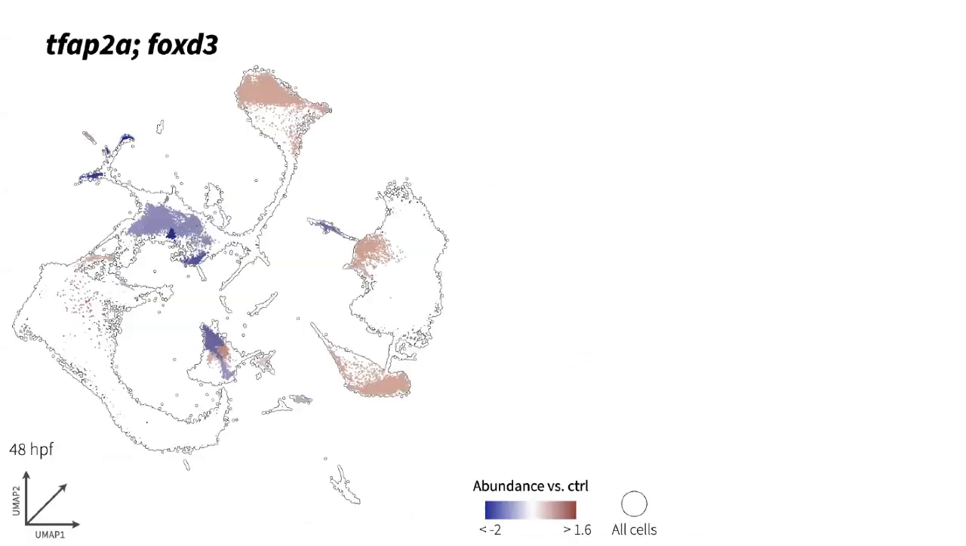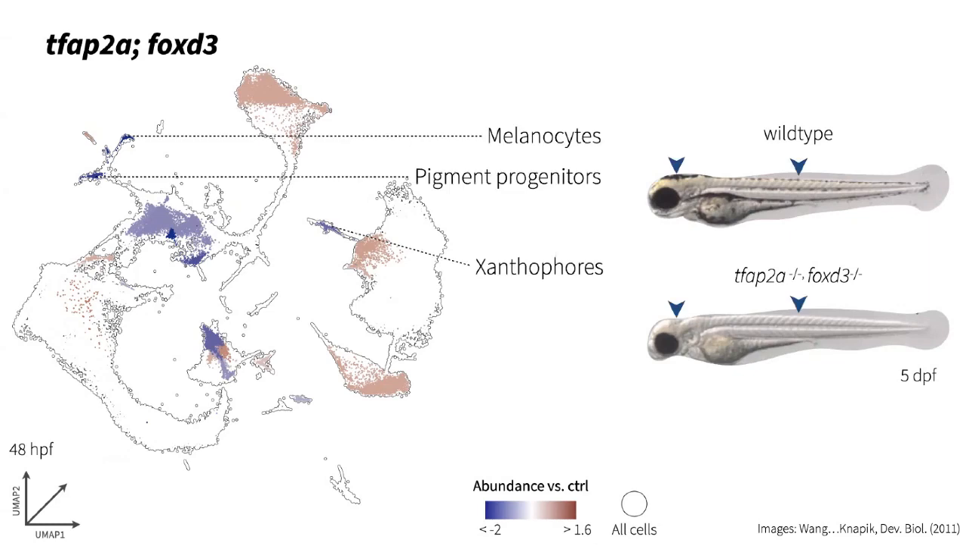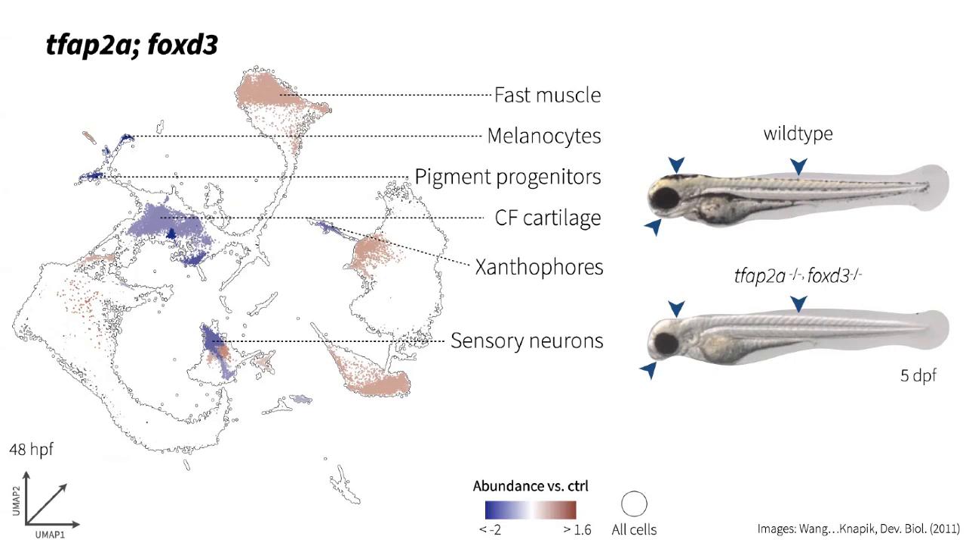So these are the single cell data for the double mutant. I'm coloring each cell type by whether or not there are more or fewer cells in the double than there are in control embryos at matched time points. And what you can see is that, as you'd expect from looking under the microscope, there are sharp depletions in the clusters corresponding to melanocytes and xanthophores and the pigment progenitor cells. There's also a reduction in craniofacial cartilage, which is consistent with the jaw phenotype that the double has. You also see changes in cell types that are harder to spot under the microscope.